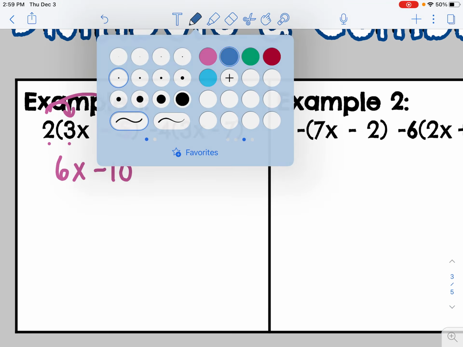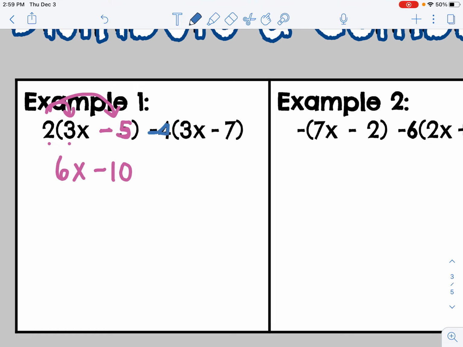On the next one, it looks like we're going to distribute a negative 4. We're going to distribute negative 4 into everything inside the parentheses. So negative 4 times 3x is negative 12x, and negative 4 times negative 7 is positive 28. Now we can combine like terms. Remember, like term means same variable, same exponent.